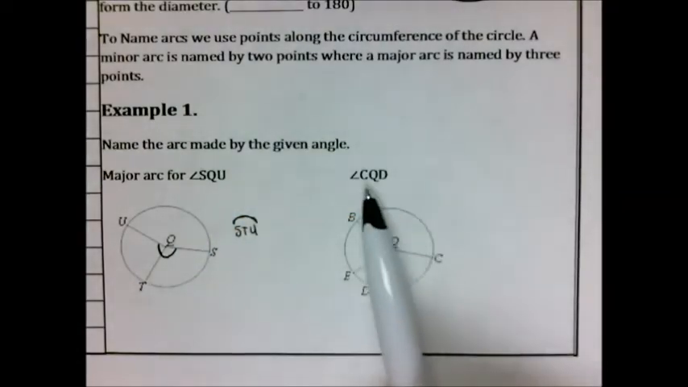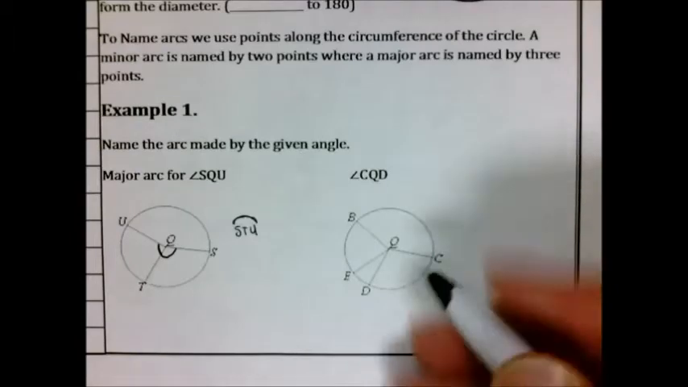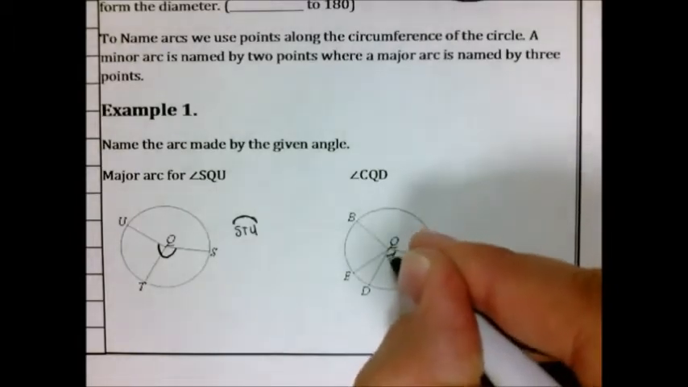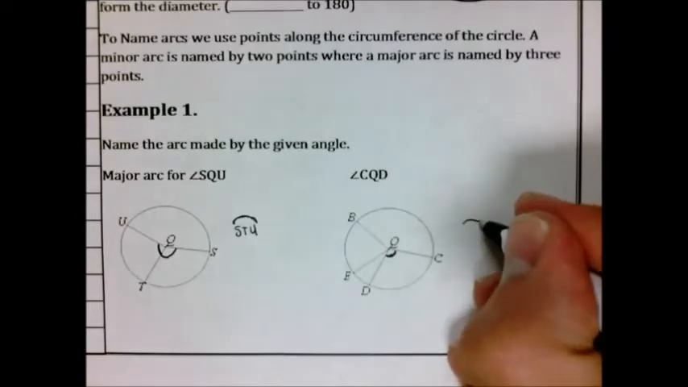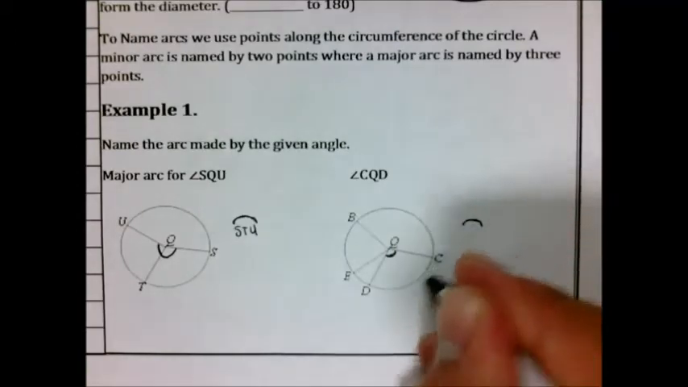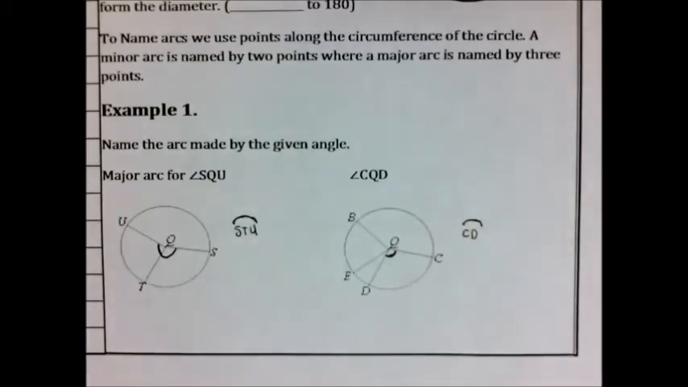Now this one, we've got angle CQD. It does not say it's a major arc. It's just an angle CQD. Okay, so it's this angle right here. And so because of that, we only have to use 2 letters, C and D. It's arc CD. All right? That's how you name an arc based on if it's major or minor. Remember, major 3, minor 2.